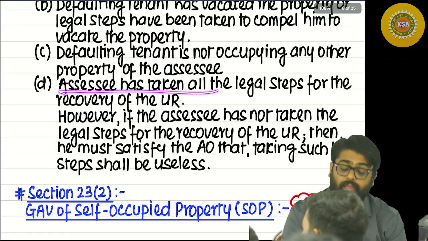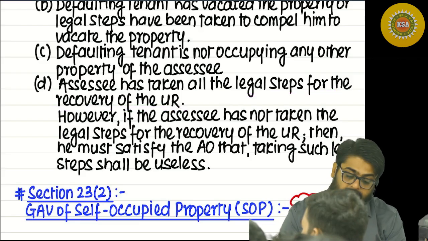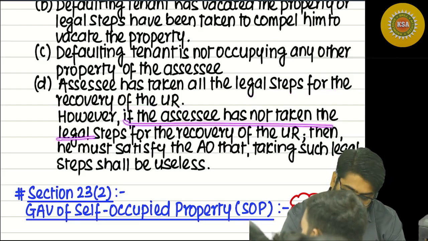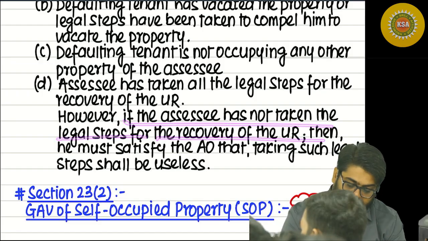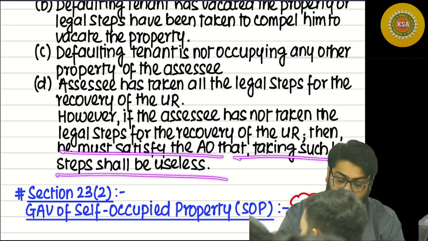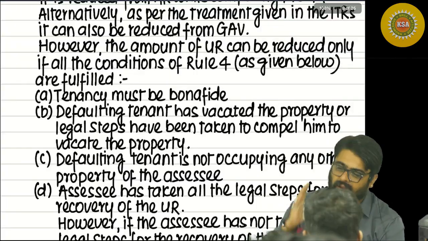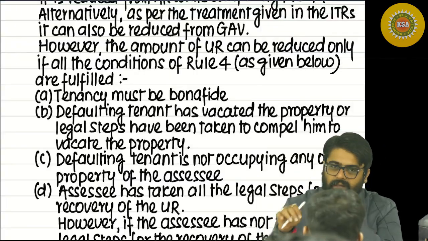Yes or no? And the last one, the assessee has taken all the legal steps for the recovery of the unrealized rent. However, if the assessee has not taken the legal steps for the recovery of the unrealized rent, then he must satisfy the assessing officer that taking such legal steps shall be useless. See, these 4 conditions, you'll have to just remember. That's it. No need to get into details.